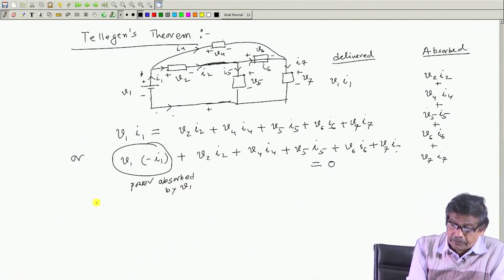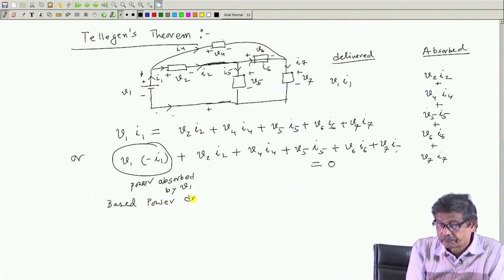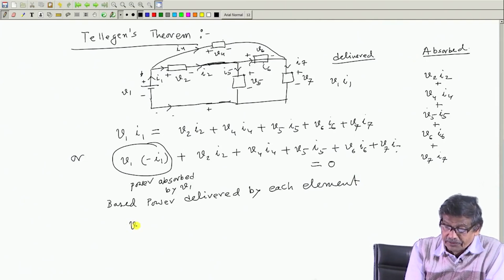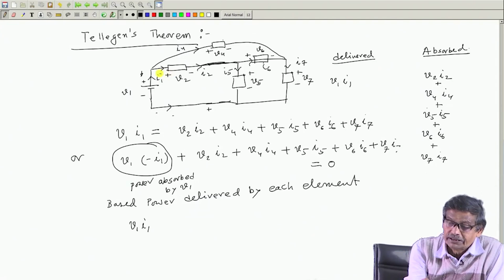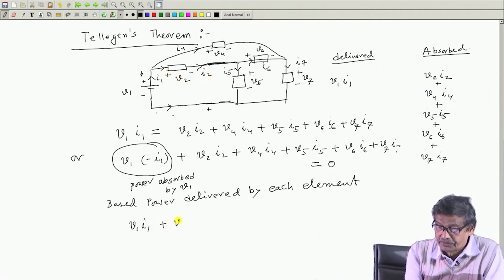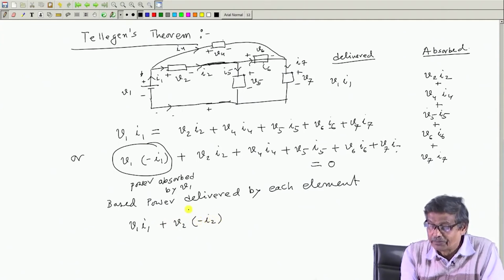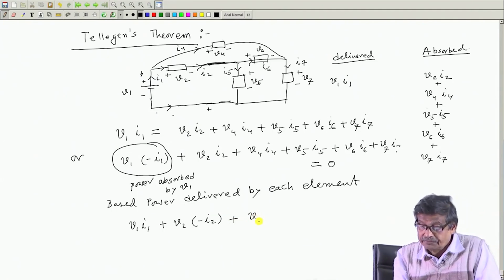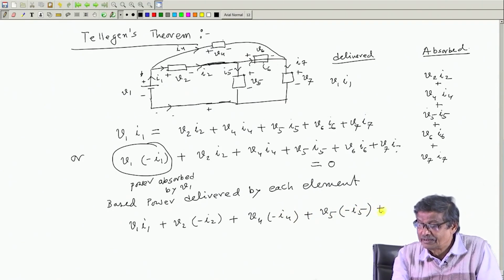So, the same equation could be written based on power delivered by each element, with each element as if delivering power. Then I will write V1 I1, it is really delivering, but V2 I2, how much is it delivering? V2 minus I2, plus V4 minus I4, plus V5 minus I5, plus V6 minus I6, plus V7 minus I7, and this will be 0.